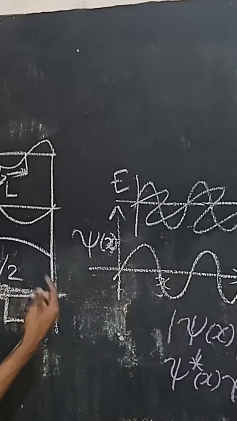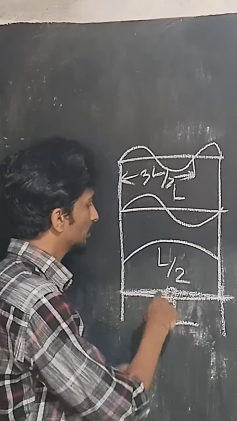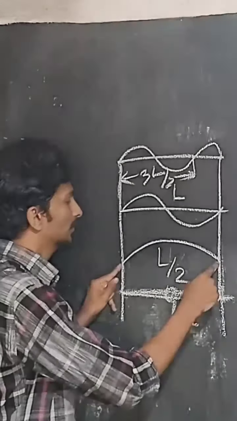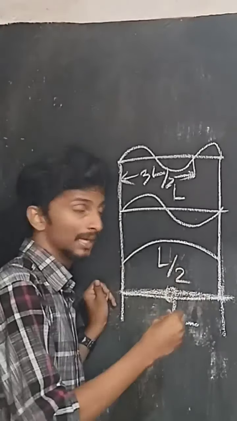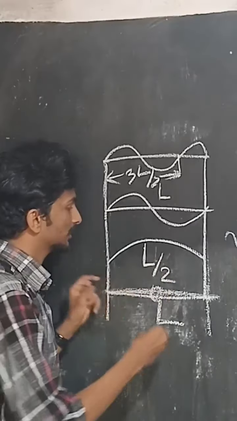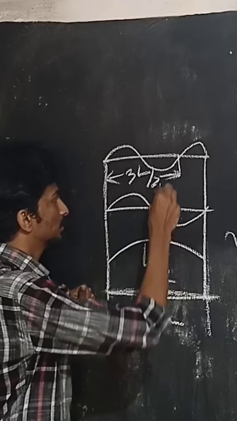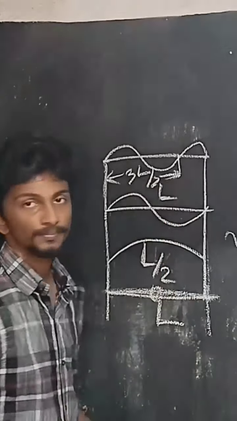So that wave can only choose, that's the central idea, that wave can only choose some discrete wavelengths like L by 2. Now I am transferring our old strings to our wave functions. That is, that particle's wave function can only choose the wavelengths L by 2, L, and 3L by 2.